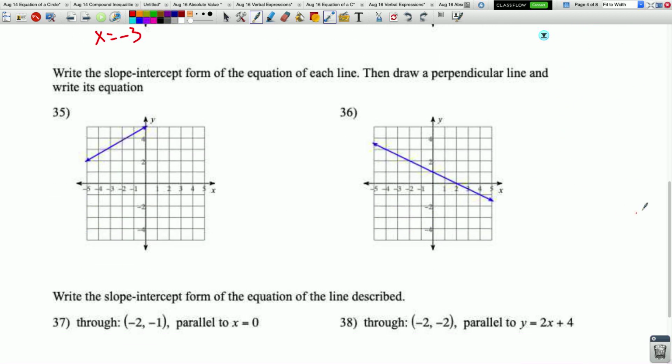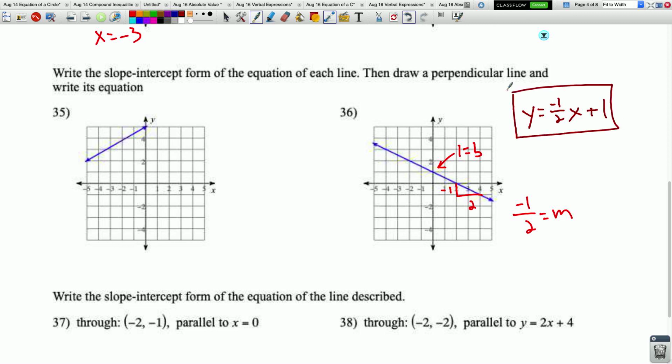All right. Write the slope-intercept form and then draw a perpendicular line. So I'll do problem number 36. To find slope-intercept form, I need to know that it crosses at positive 1 here. That gives me my b value. And it has a slope of down 1, right 2. So rise over run would become negative 1 over 2 for my m. So that gives me an equation of y equals negative 1/2 x plus 1. So that's the equation of my line.